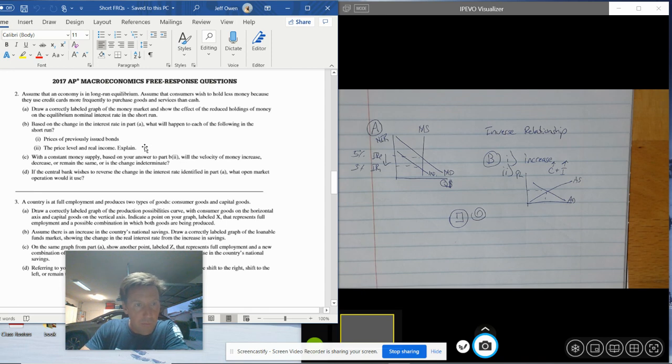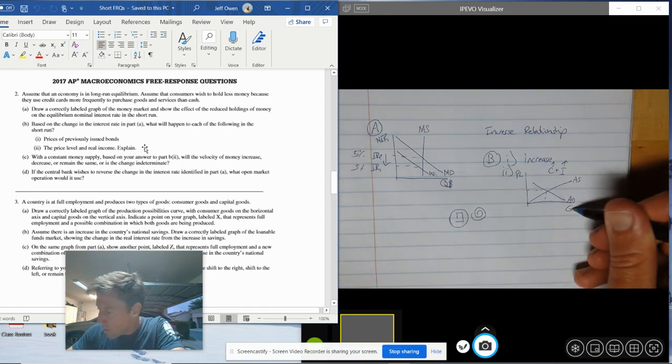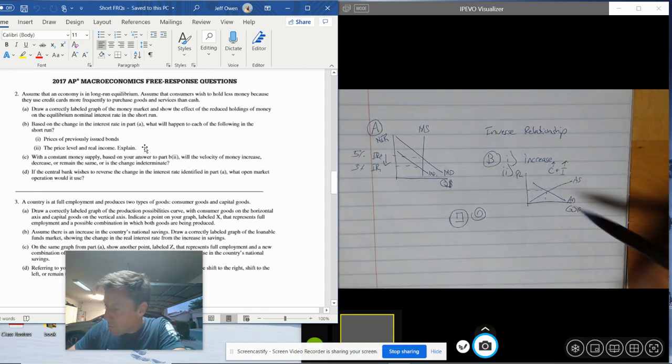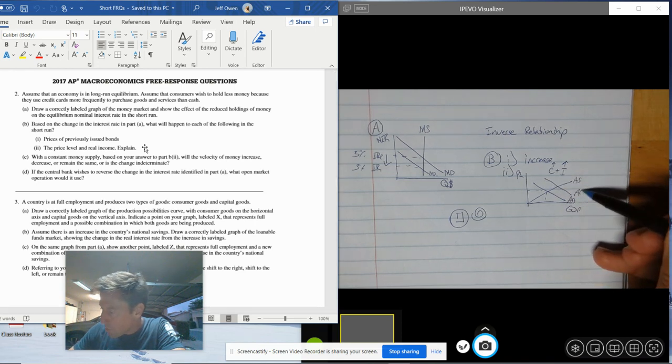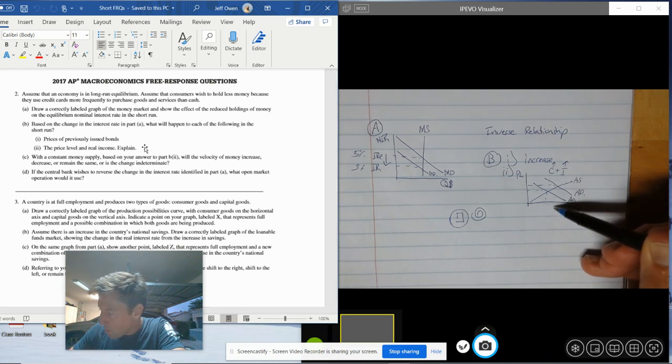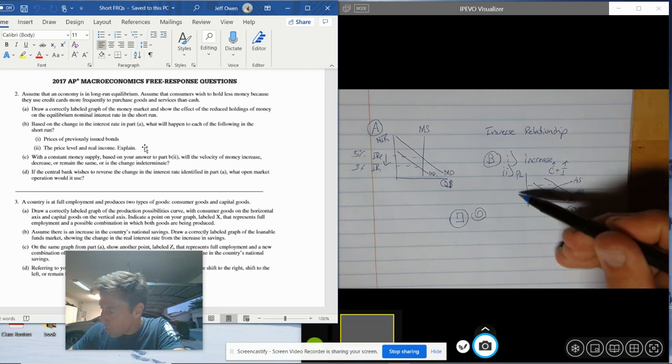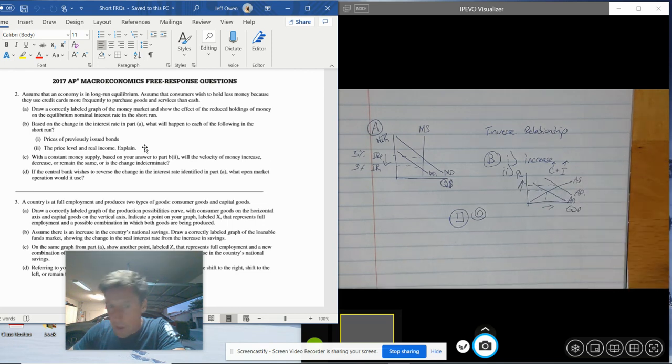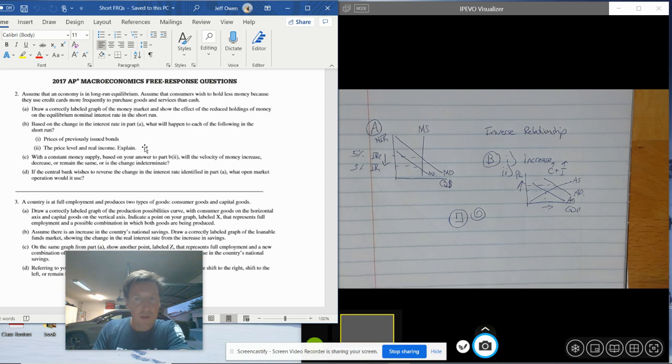And real income, GDP. So what's going to happen? Aggregate demand is going to go to the right because they're going to borrow and spend. Price level goes up, and output is going to go up. Boom. Explain, same as we did in the last problem.